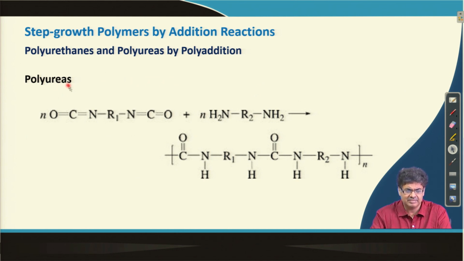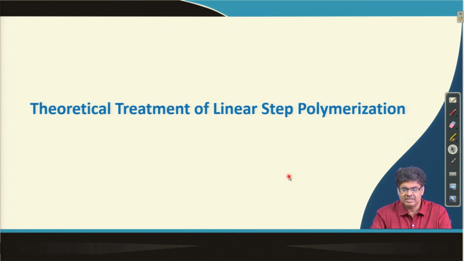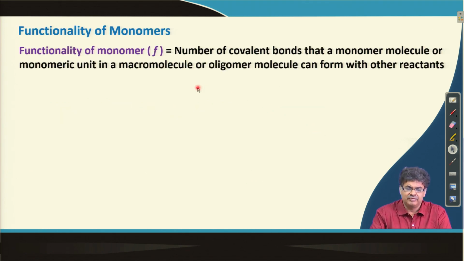Polyureas can be synthesized by reacting these diisocyanates with diamines, forming urea linkage in the backbone. Now, let us move to the theoretical treatment of linear step polymerization. Before that, we need to define the functionality of monomers, which is typically expressed as F.